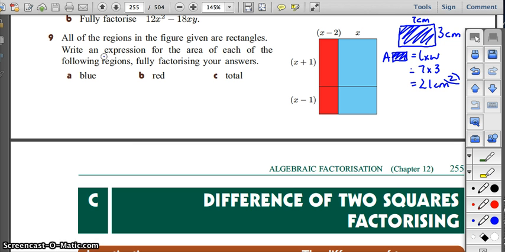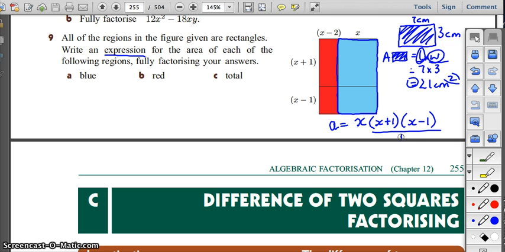So all they're asking you to do is write an expression. An expression's not an equation, so it won't have an equal sign in it. An expression for the area of each of the following regions. So for the blue region, it's a matter of identifying what my length is and what my width is for this shape. So what might your area be for the blue? X multiplied by bracket x plus 1, bracket x minus 1. Good.